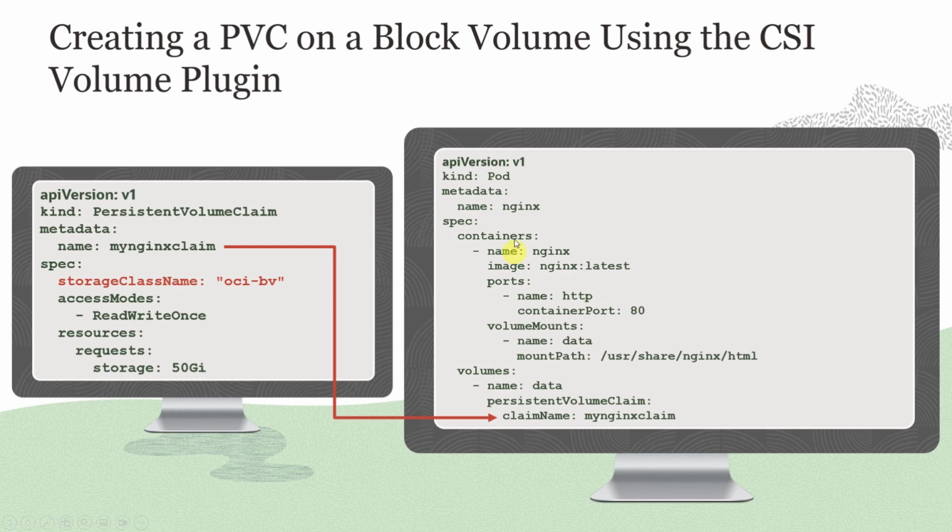For example, you could create a new pod from the following pod definition, which instructs the system to use the my nginx claim PVC as the nginx volume, which is mounted by the pod at the path specified under mount path. I will be discussing the pod definition in greater detail in the upcoming demo.